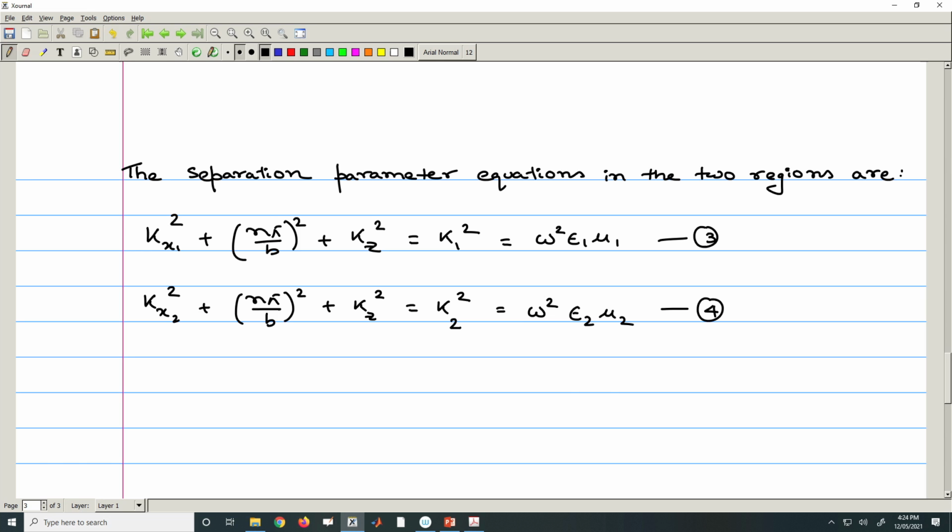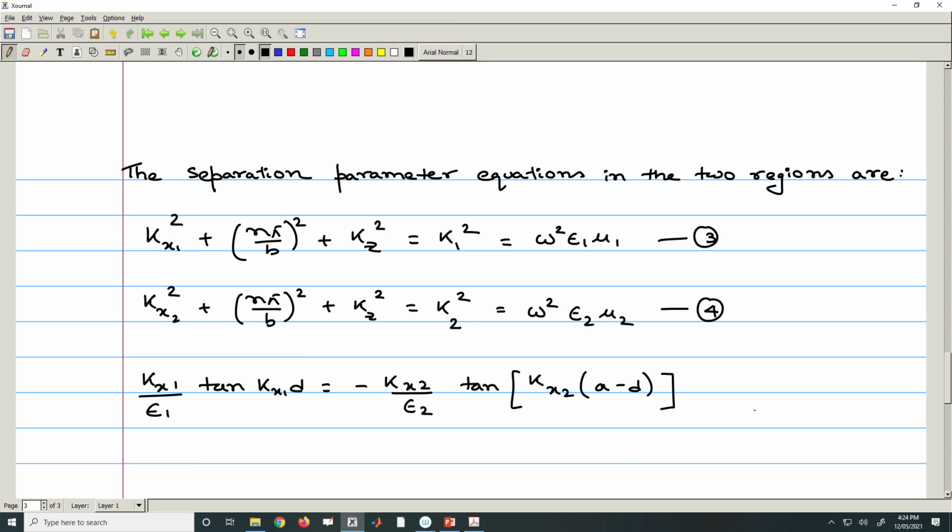Now, we can find out the fields, and after finding the fields and imposing the boundary conditions and matching at the boundary, we can write kx1 upon epsilon 1 tan of kx1 d equals minus kx2 upon epsilon 2 tan of kx2 times a minus d.